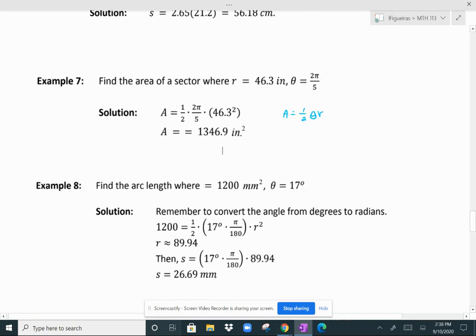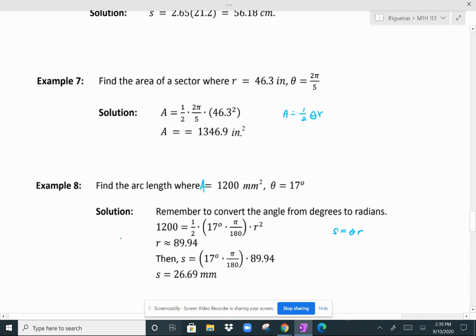All right, here's another one where we have to do a little bit more. Here we want to find arc length, where your area of the sector is 1200 millimeters squared and theta is 17 degrees. In order to find arc length, I have to use the formula S equals theta r. Now I know my theta, it's in degrees, so I do need to convert it, but I don't know what r is. So I have to use my area of a sector formula and the information that's given in order to solve for r first.